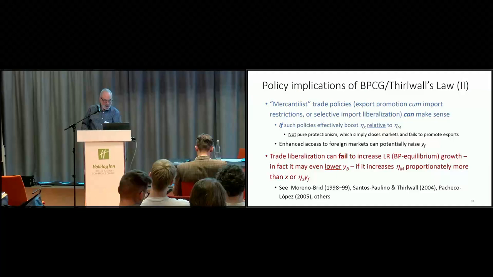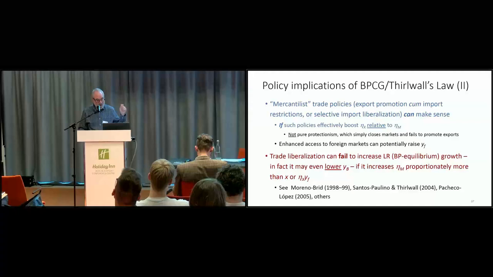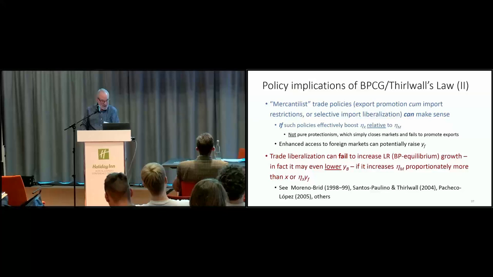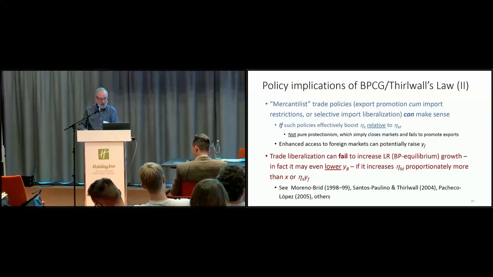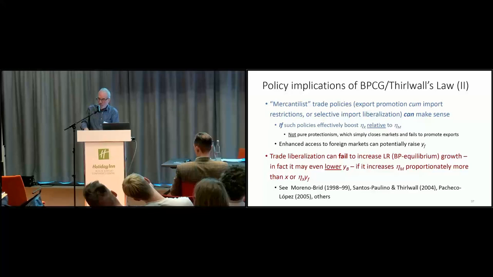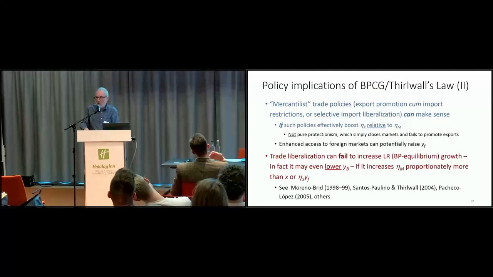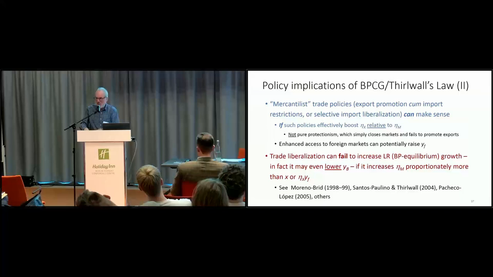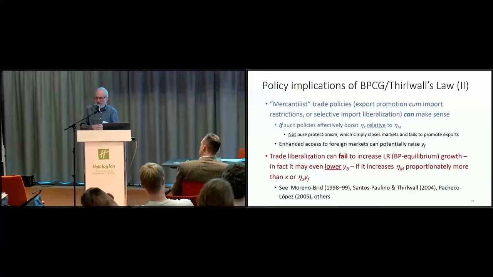A few leading sources on this are Juan Carlos Moreno-Brid from Mexico, who did a series of studies on the Mexican economy, Santos-Paulino and Thirlwall in a 2004 paper, and Penelope Pacheco-Lopez in a 2005 paper on Mexico, and I could go on and on, dozens of citations. What they found is that an opening to more liberal trade does not necessarily increase, and may actually decrease, a country's balance of payments constrained growth rate. Even if export growth accelerates, and that usually does happen after liberalization, the income elasticity of import demand also usually rises, very often by more than enough to overcompensate, proportionally more than the export growth accelerates. So basically, the losses on the import side outweigh the gains on the export side.